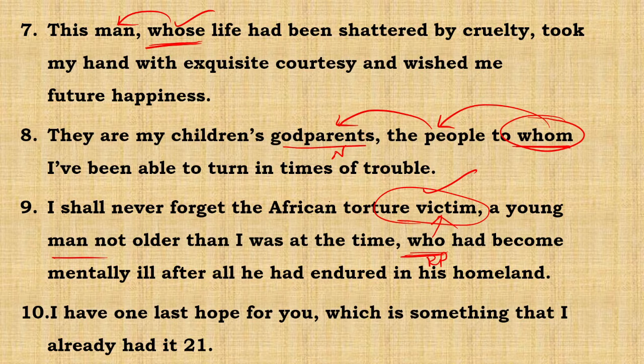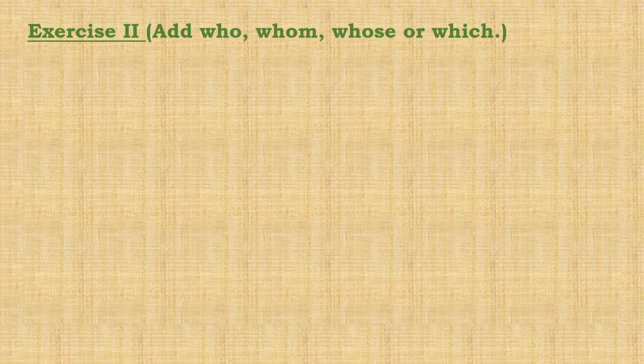Next one, I have one last hope for you, which is something that I already had at 21 years of age. So here which is a relative pronoun. Something that, again, this is also a relative pronoun. Two relative pronouns are there. That refers to something. Here which refers to hope, last hope. So two relative pronouns are there, and they speak about two different nouns. Clear? So till here this is quite easy because the relative pronouns are already given.